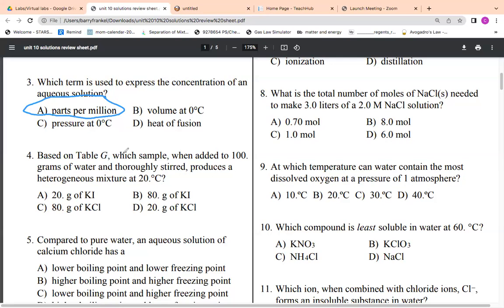Number 4, based on table G, which sample, when added to 100 grams of water and thoroughly stirred, produces a heterogeneous mixture? So a heterogeneous mixture is going to mean that you've added too much solute for your given amount of water that it won't be able to dissolve it. So you will literally see crystals at the very bottom. This is describing a supersaturated solution. Again, SOLN, abbreviation for solution. So we're going to have to go over to table G. And you are going to have to just go through all of these options. So let's go do that.